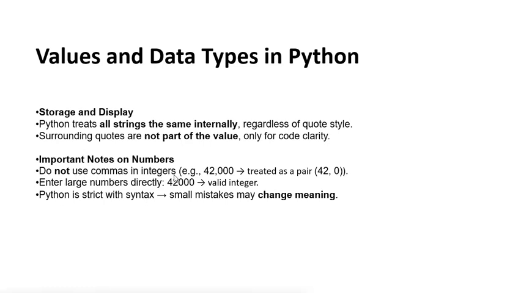Do not use commas in integers. For example, 42,000. Here you have to write it like 42000 only. Don't use that comma because it is treated as a pair. 42 is different and 000 is different. It will treat it like that. Instead of that, enter the large numbers directly. That is 42000 instead of using that comma. It is a valid integer. Got it? If you use the comma, it will take it as a different pair of numbers. That's why enter it directly. Do not use the comma.